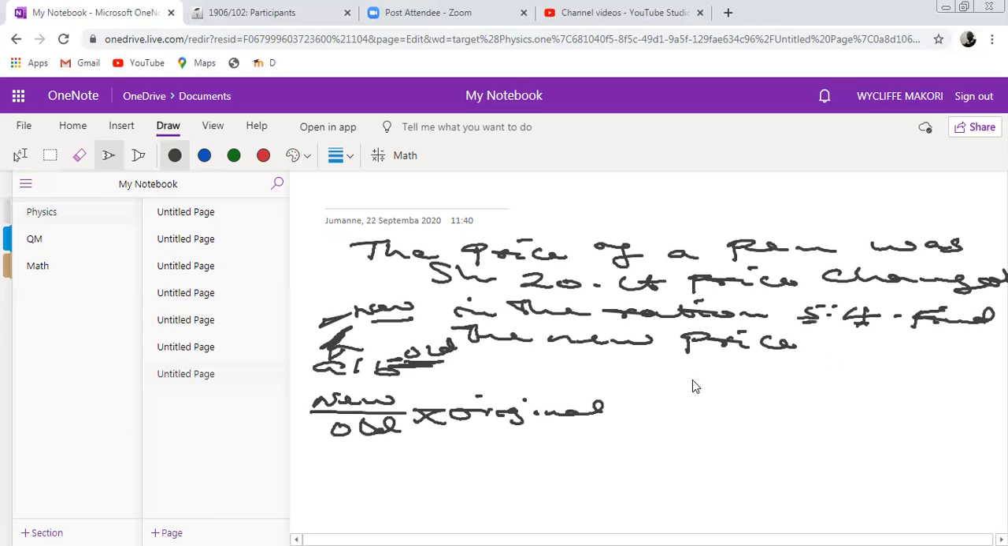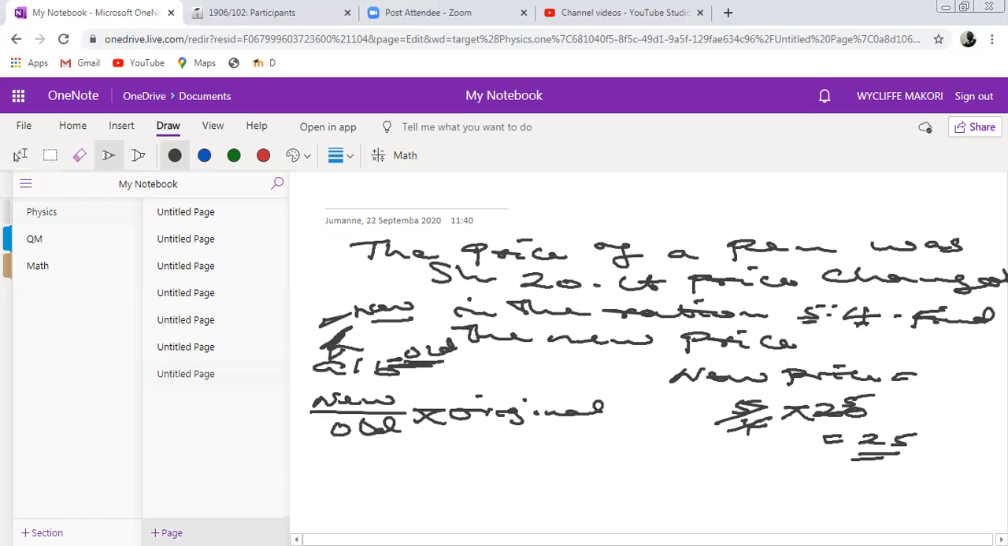Therefore, the new price will be given by 5 over 4 times the original price, which was 20, and you will realize that this gives us 25. Then the price that particular pen will be selling at the moment is 25.